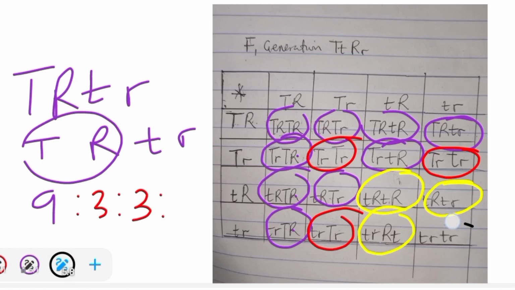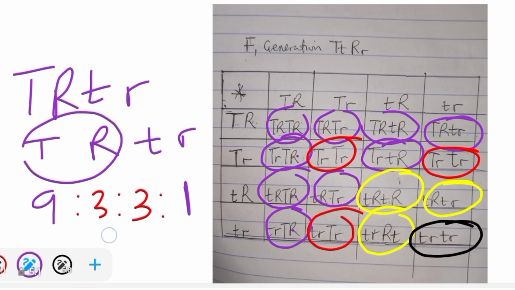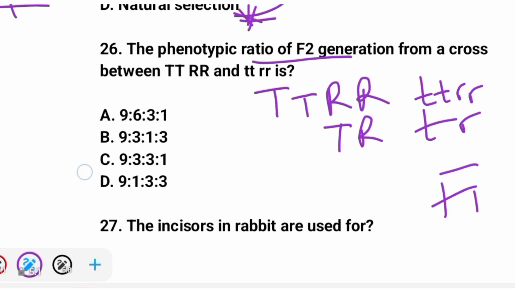Then just one remains. This last one is small letter t, which is short, and small letter r, which is wrinkled. So this last one means short and wrinkled. It's only one of it. That's ratio 1. So the phenotypic ratio is 9:3:3:1. So let's check that in the options. You can see it here, 9:3:3:1. So that's option C. Okay, I hope you understand.